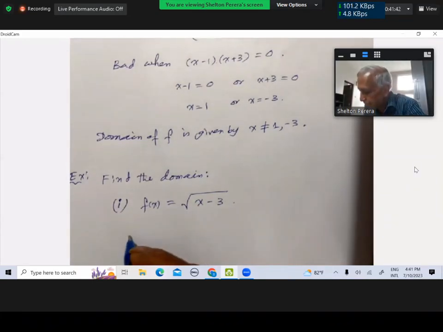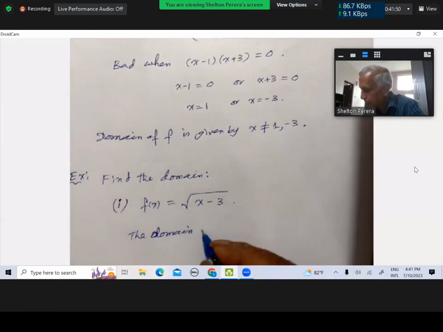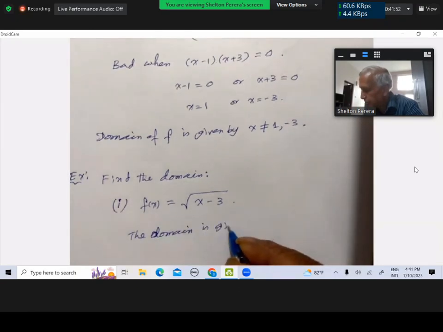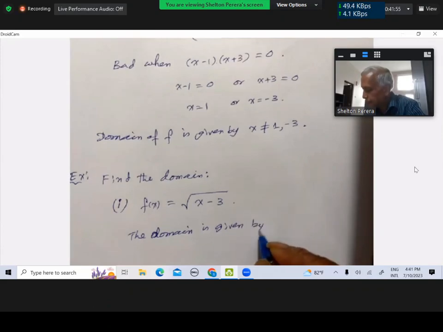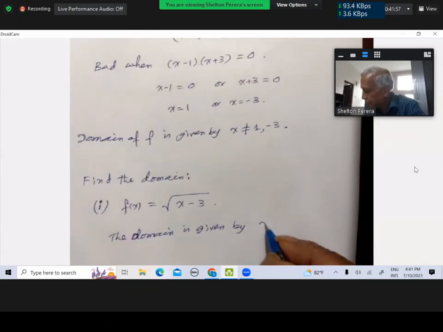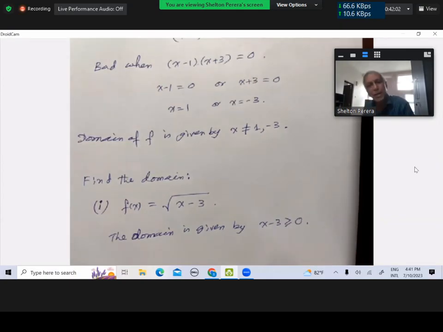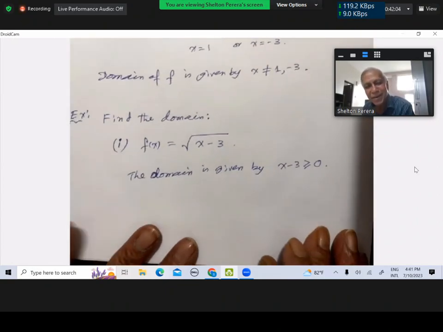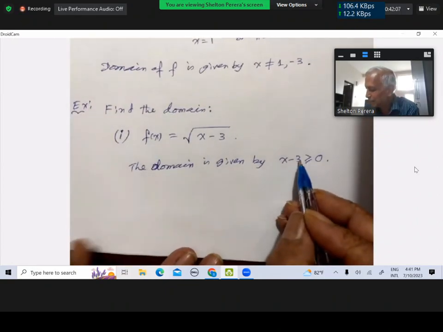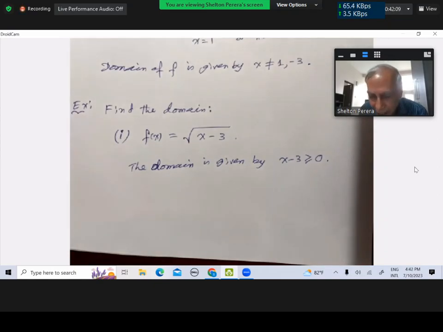Therefore, we immediately say the domain is given by inside of the square root. That is x minus 3 greater than or equal to 0. Now you did solving of inequalities. Clear, simple inequalities. Just get the idea how to do it and understand it. You don't have to do big problems with big computations.